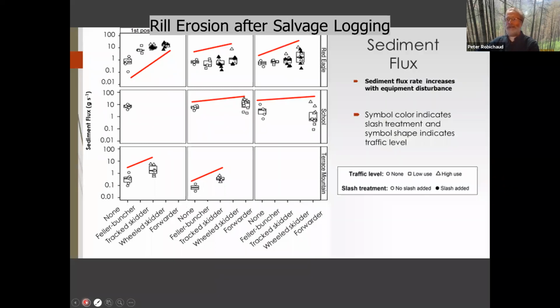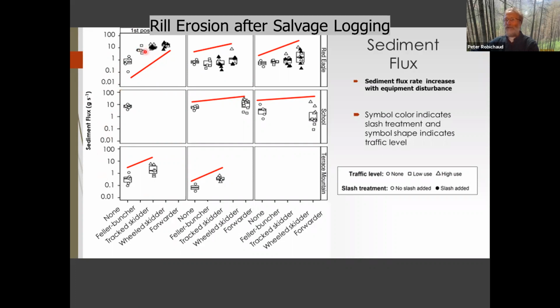All right. So now let's look at the sediment flux. That's the amount of soil that we detached. This is in a log scale on the y-axis. Grams per second is the units that we happen to measure it in. The thing to be looking at is that we have an order of magnitude increase when we use equipment out there because of that disturbance.